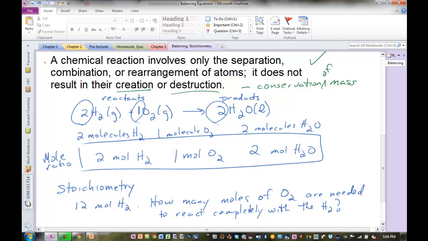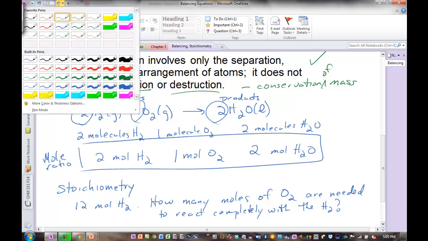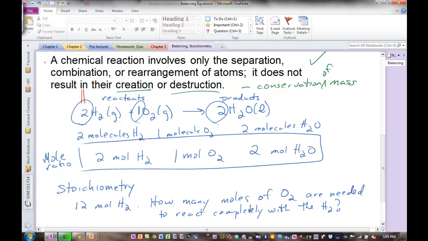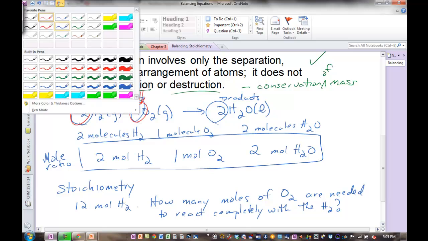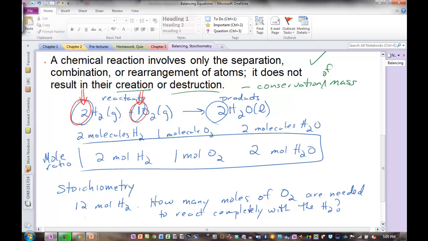Well, our coefficients are pretty easy. Our mole ratio is for every 2 moles of hydrogen, we only need 1 mole of oxygen. We only need half as much. Make sure you see that. Here's our coefficients. I'm going to use red. They tell you not to use red, but I like red. 2 moles to 1 mole. That's how we're going to read these coefficients. For every 2 moles of hydrogen, we need only half as many moles of oxygen. So if I react 12 moles of hydrogen, how many moles of oxygen do I need? 6 moles. Half as much. 2 to 1 ratio.